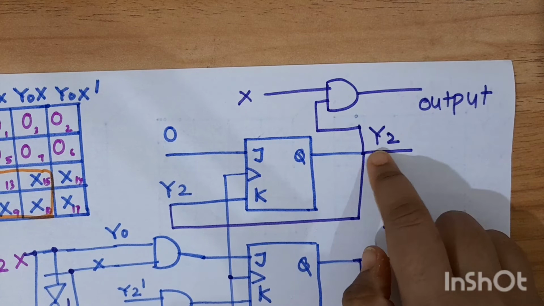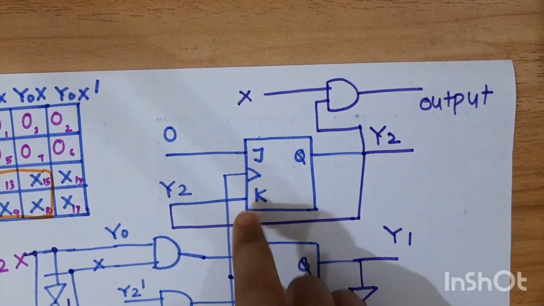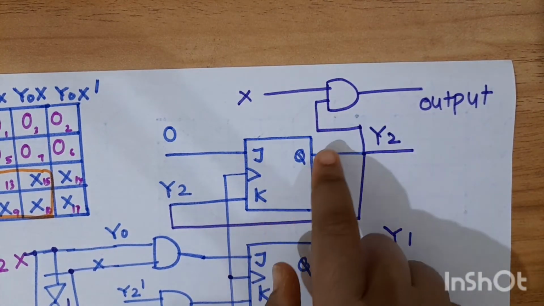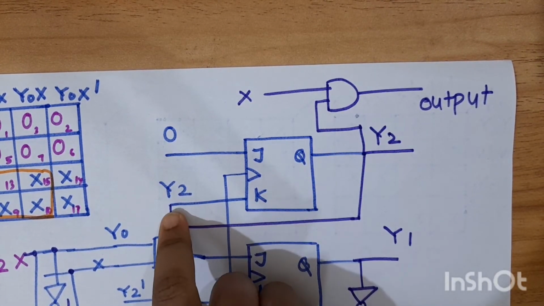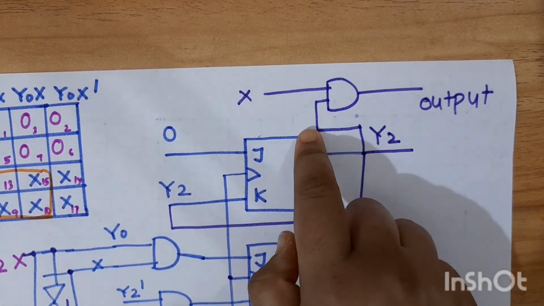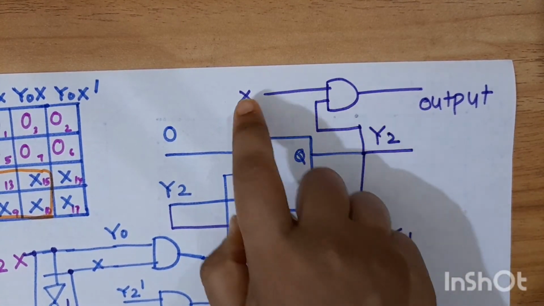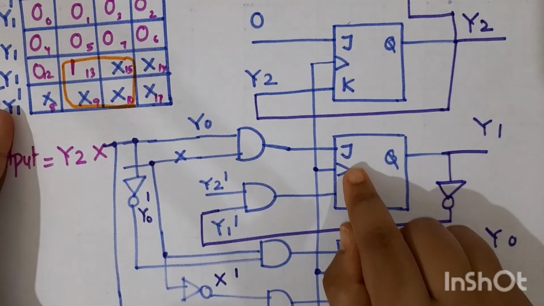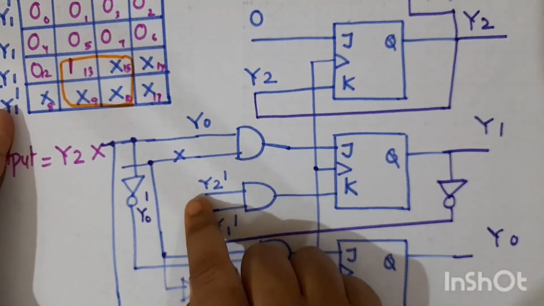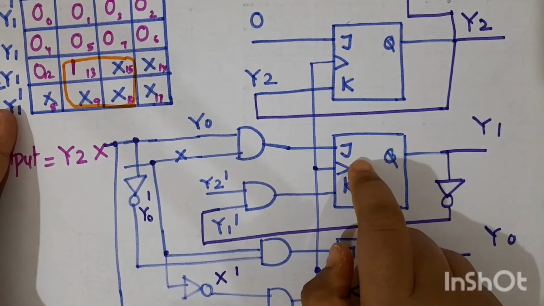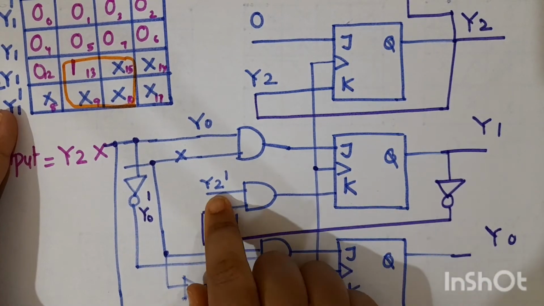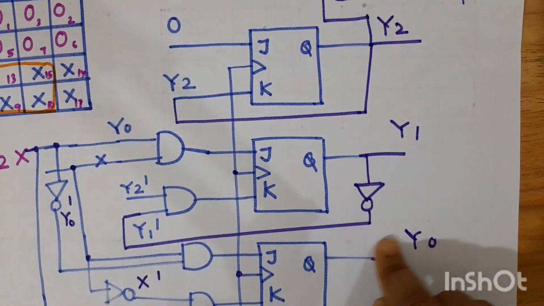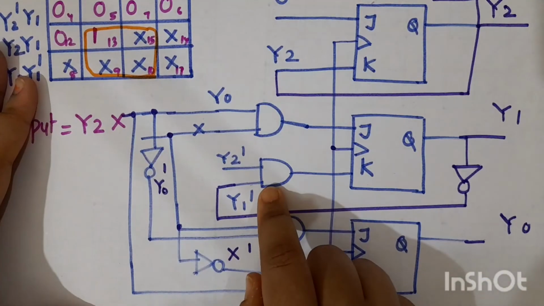K y2 is connected to y2, and that as a whole goes to the output. Y2 into x, that is the AND gate, and here comes the output. Here J y1, y0 dot x is the input to J, and K's input is y2 bar and y1 bar. Y1 bar I got from y1, the NOT of y1 is y1 bar, and it goes to this AND gate.